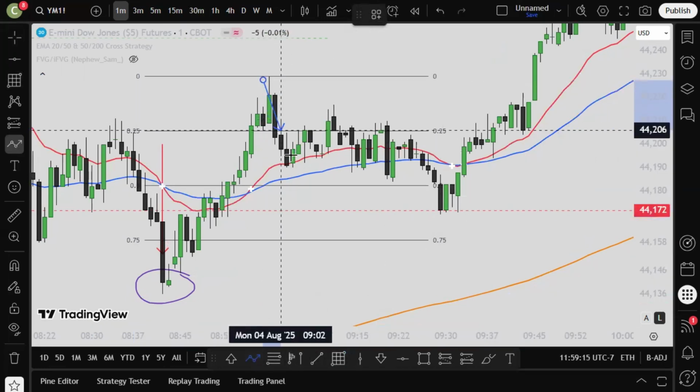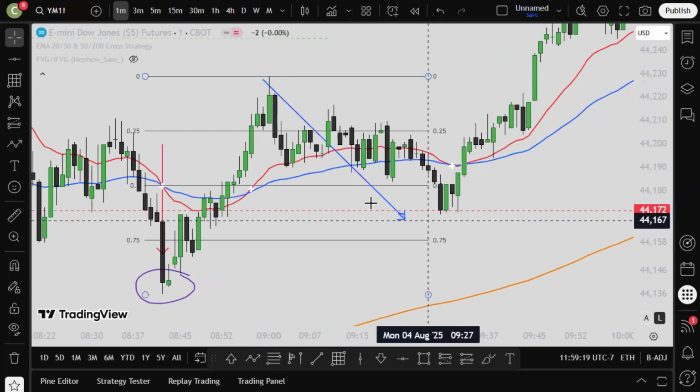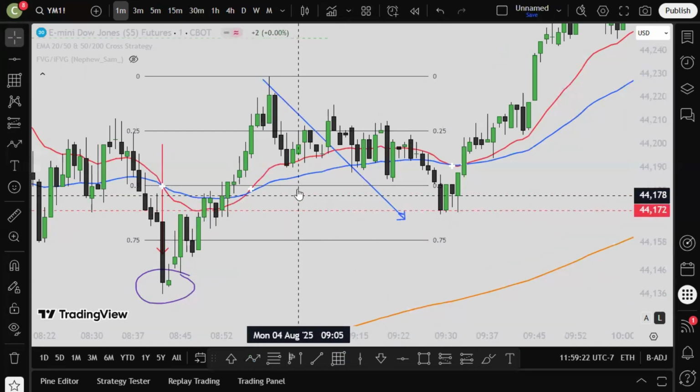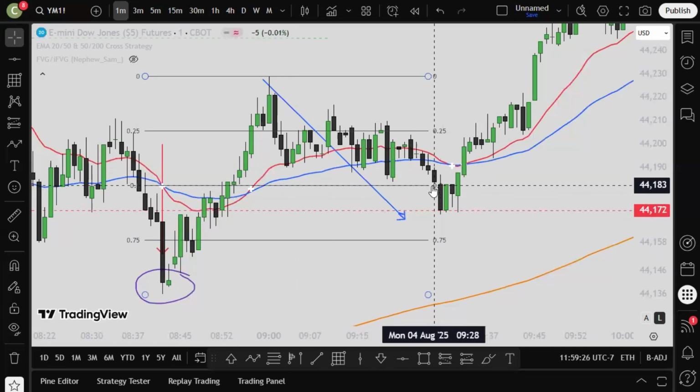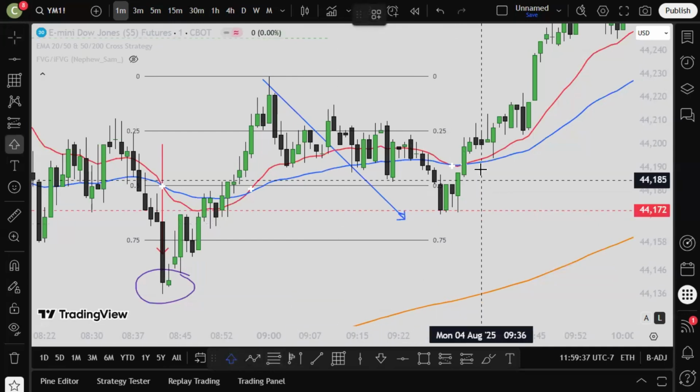Made a high, came down, and went below the 50% of this PD array down in here. Smart money wants to buy below the 50 on all time frames. Now that it went below the 50, you still don't have an entry. You have two entry options, and one of them is right.